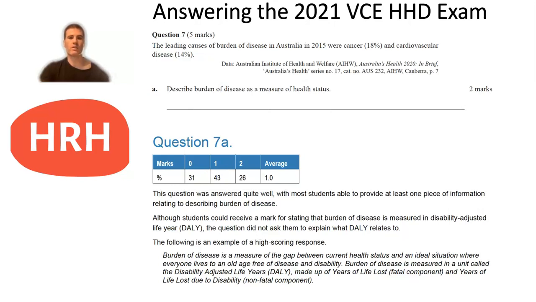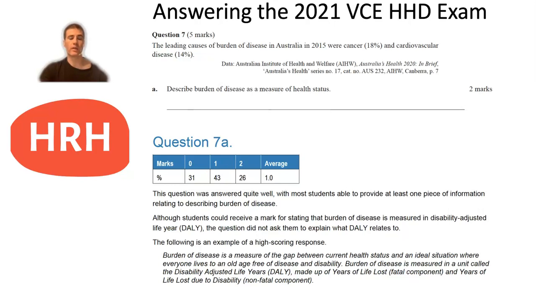So just a reminder that all of those terms in the study design, such as the indicators of health status, like burden of disease, I would make sure you know a description that could be given in the exam for a couple of marks. And so here you could see that most students were able to achieve at least 1 or 2 marks for this particular question.